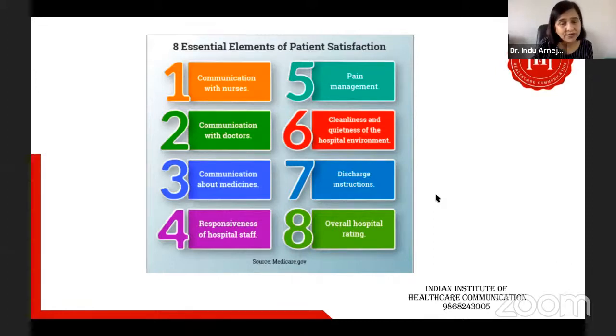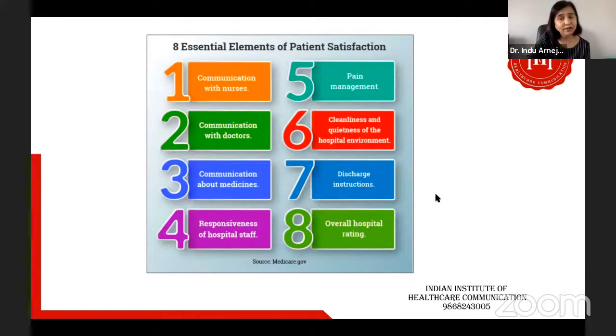Then communication with doctors is another area that patients look for. So we really need to train our residents, at least if you have challenges in training your consultants. Residents can be made aware of how to interact in a more cordial manner with patients. Then, of course, communication about medicines, they want to understand. So pharmacists can be explained, nurses can be explained, how to go about communicating about the medicine so that there is no mishap on that front. Responsiveness of the hospital. That means everybody, right from the gatekeeper to the receptionist, to lab, to radiology, everybody is responsible to give a responsible interaction to the patient.